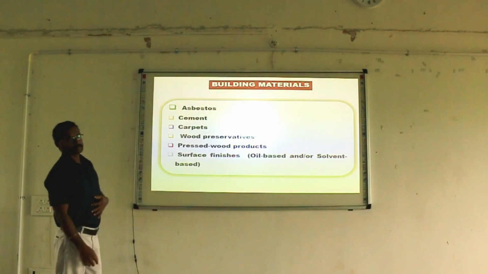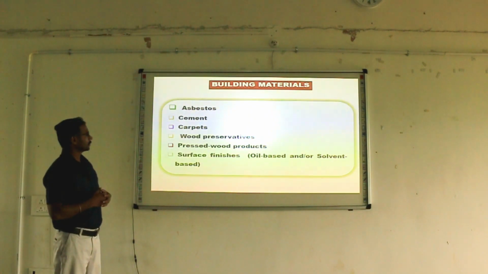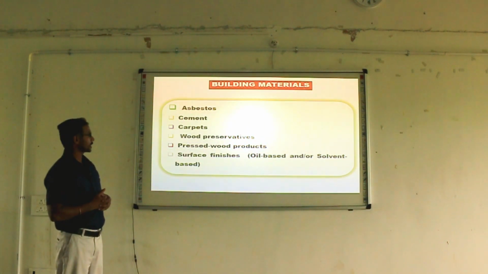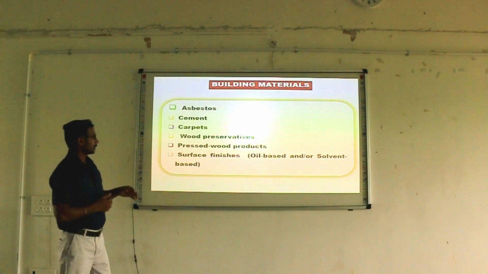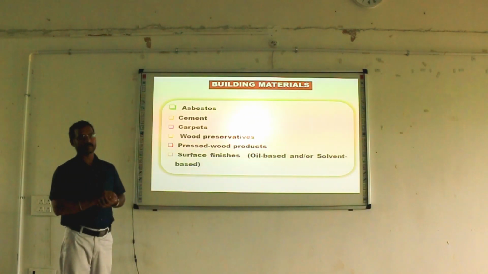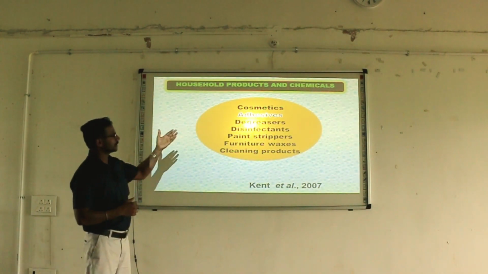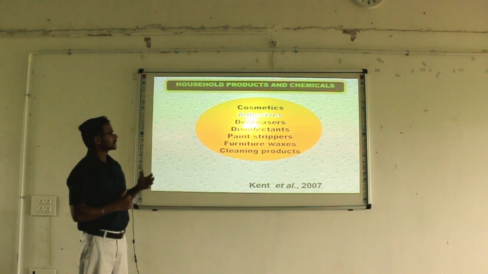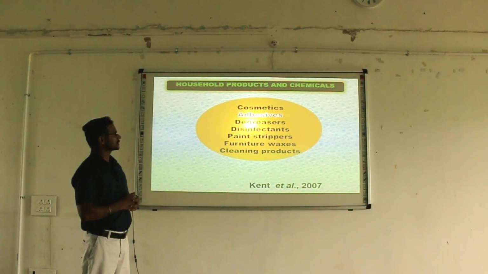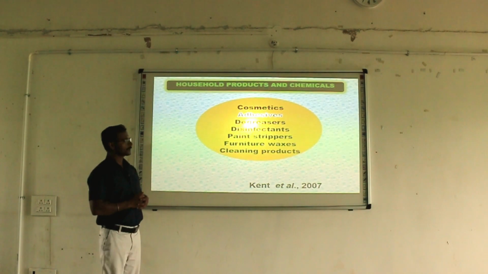Then building materials, we can say asbestos, cement material, carpet, wood preservatives, preserved wood products, then surface finishes. Finally, in woodwork, we finish with varnish and other things that will emit some gases. Here, household products and other chemicals. The main products are cosmetics, adhesives, degreasers, disinfectants, paint strippers, furniture waxes, then cleaning products.